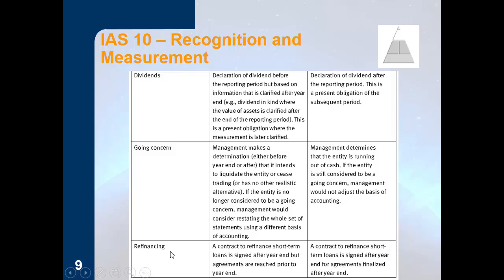If we have a refinancing of some short-term obligations and that contract is signed after year end, but the agreements are reached prior to year end, then we would go ahead and reclassify that current liability into a long-term liability. If the contract was signed after the year end and the agreement was also finalized after year end, then we would not make that reclassification. We would keep that liability in the current liabilities.